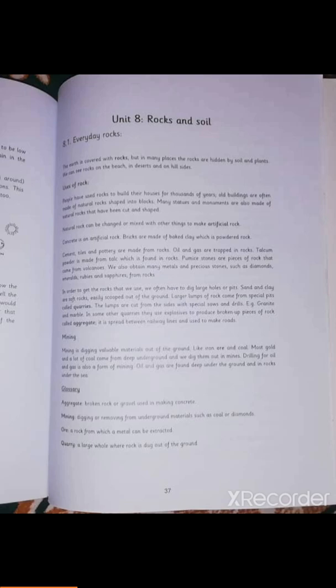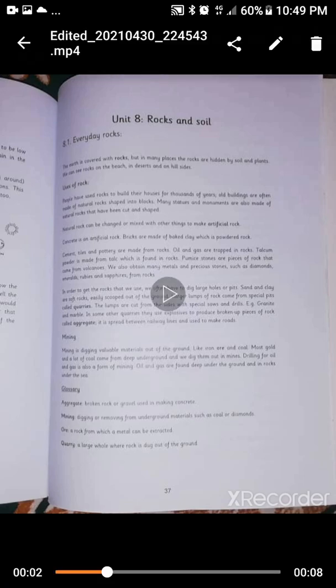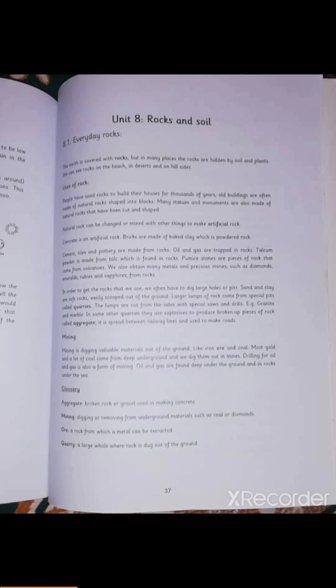Pumice stones are pieces of rock that come from volcanoes. We also obtain many materials and precious stones such as diamonds, emeralds, rubies, and sapphires from rocks. So, we can find different things within rocks, correct? We can get precious stones, ones that are expensive like diamonds and emeralds and rubies and sapphires. They're all types of very beautiful and very valuable stones, and we find these stones within actual natural rocks.